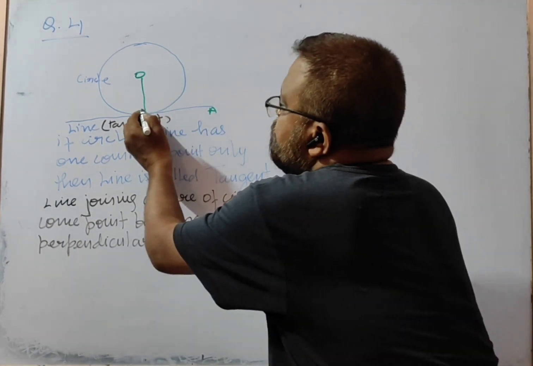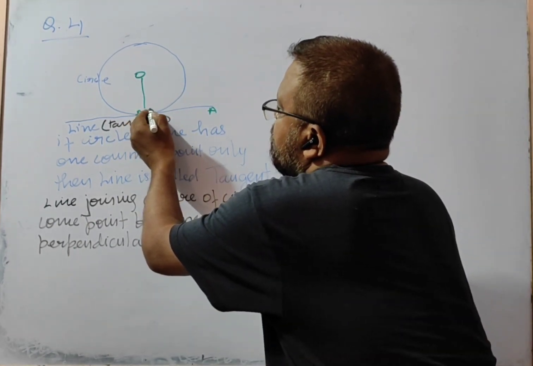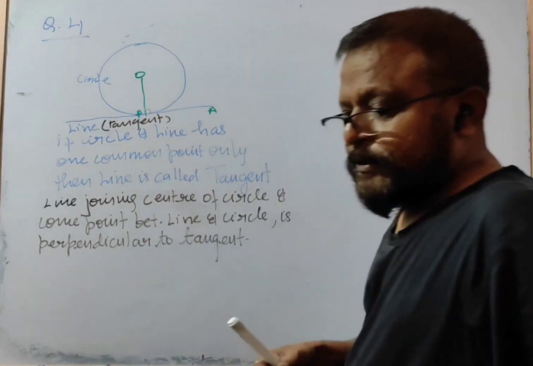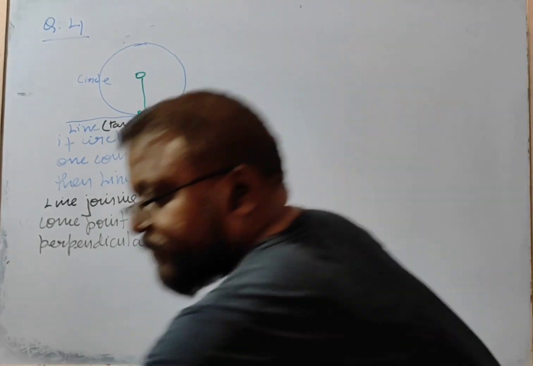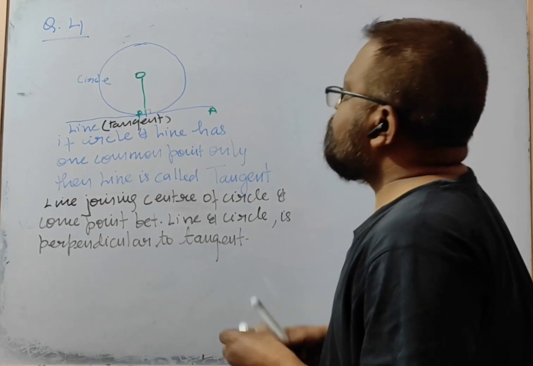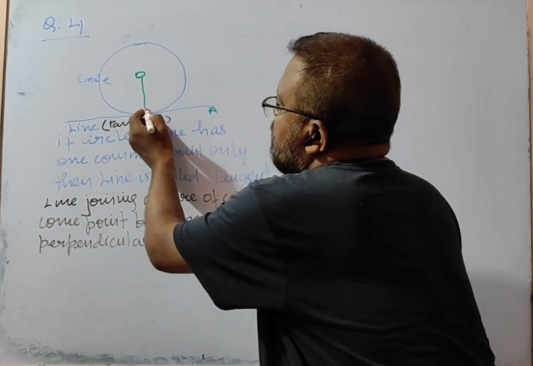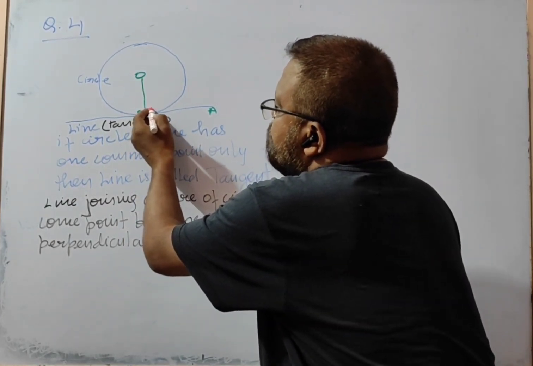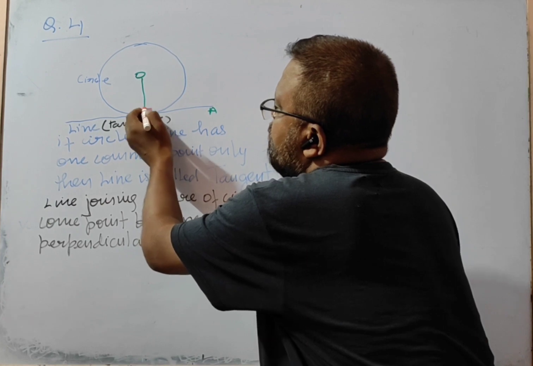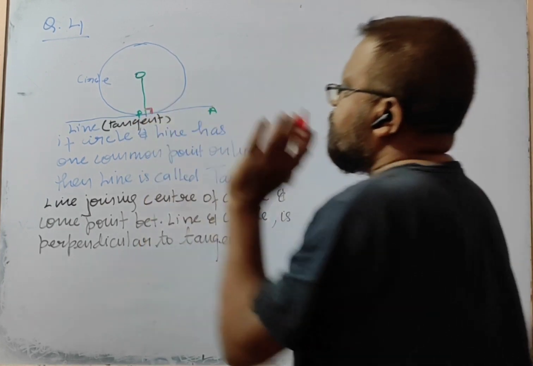So this is of 90 degree. I hope you understand. So this is the line OP which is joining tangent PA. P is the common point. So this is a 90 degree angle. Right? This is the theorem.